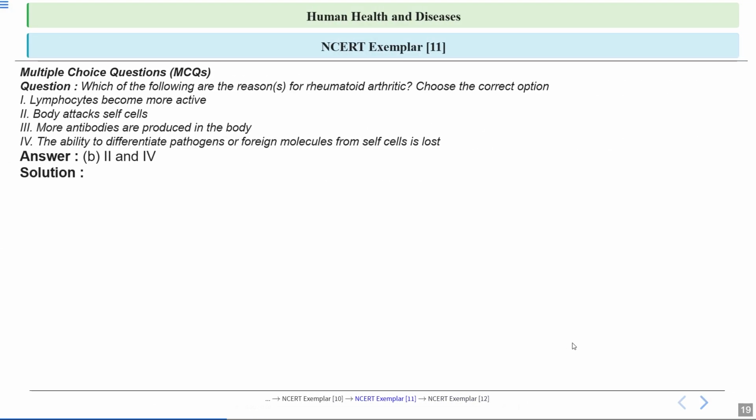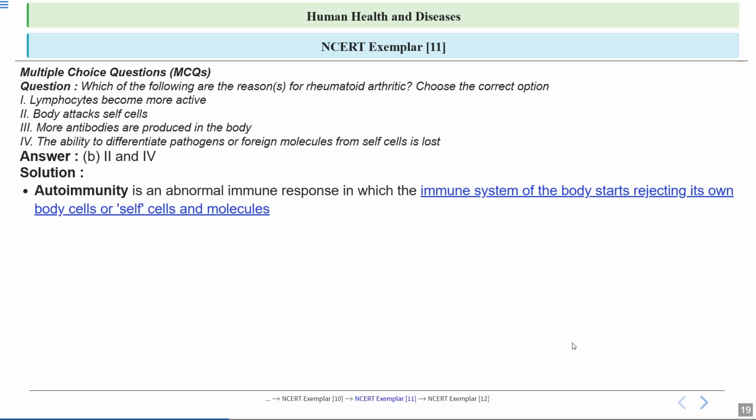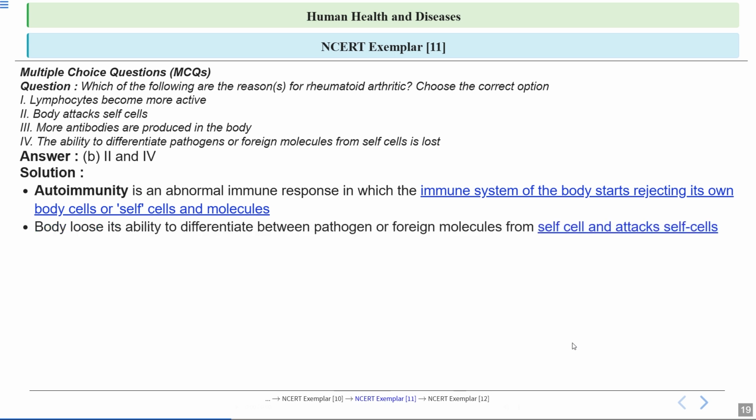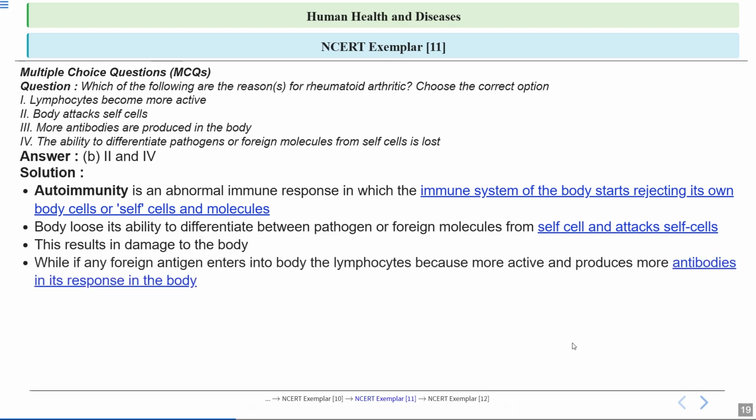So option B, second and fourth, is the correct answer. Now, rheumatoid arthritis is an autoimmune disease. Autoimmunity is when the immune system starts rejecting its own cells. Here the immune system is not able to recognize between self and non-self, and it starts targeting self cells. The body loses its ability to differentiate between its own cells and the invaders. This confusion leads the immune system to attack its own tissues, which is what happens in rheumatoid arthritis. This results in damage to the body.